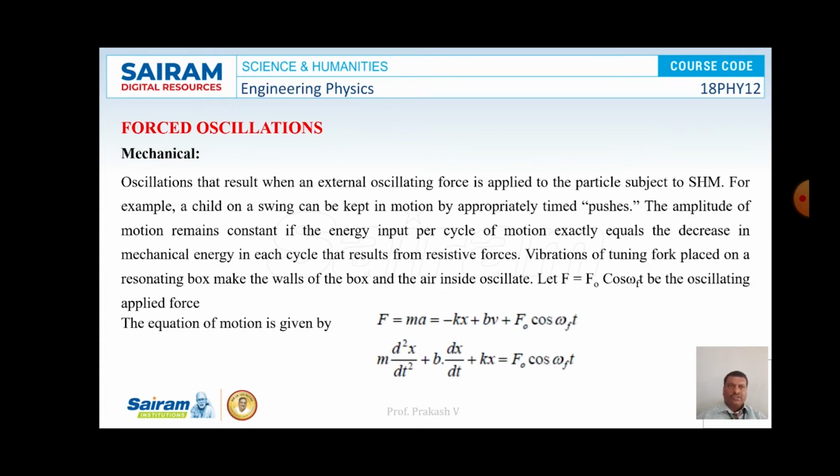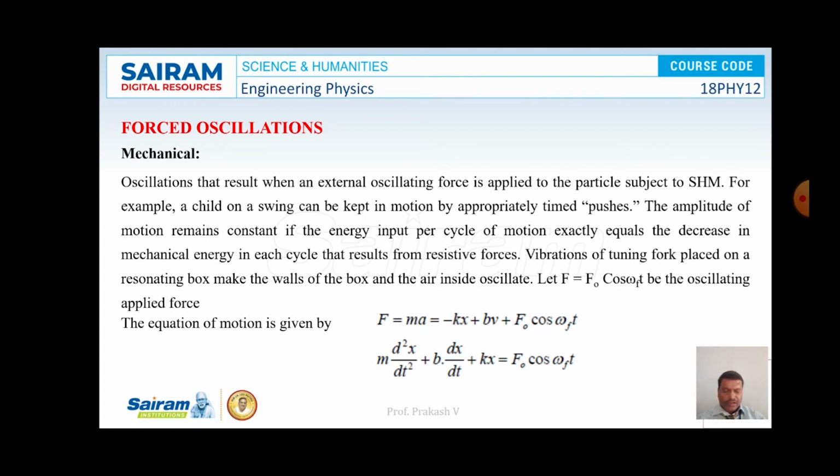So forced oscillations, let us look at a mechanical case. It is a steady state of sustained vibrations of a body. The forced vibrations survive as long as the external periodic force is present. When a body of mass m is executing vibrations with an external periodic force, that is F sin pt, here p is the angular frequency of the external force.